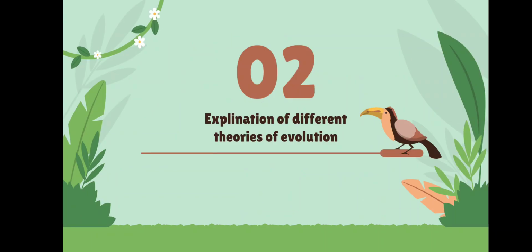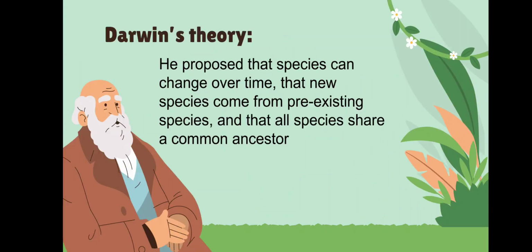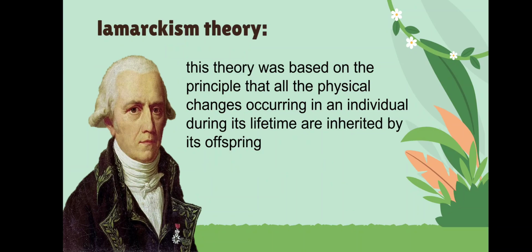Explanation of different theories of evolution. Darwin's theory. He proposed that species can change over time, that new species come from pre-existing species, and that all species share a common ancestor. Lamarck's theory. This theory was based on the principle that all physical changes occurring in an individual during its lifetime are inherited by its offspring.